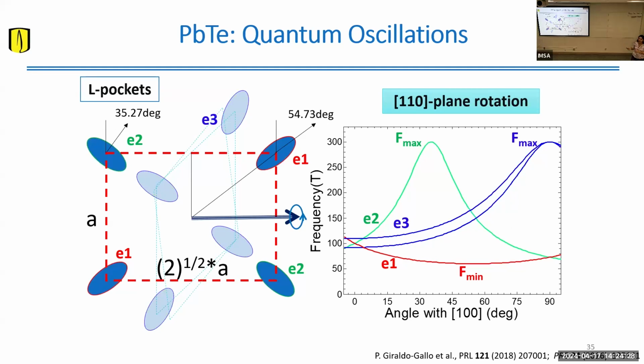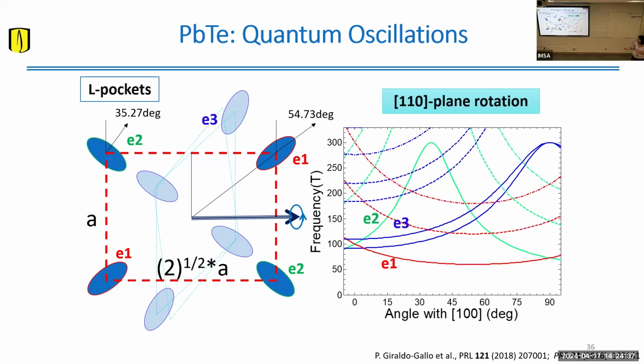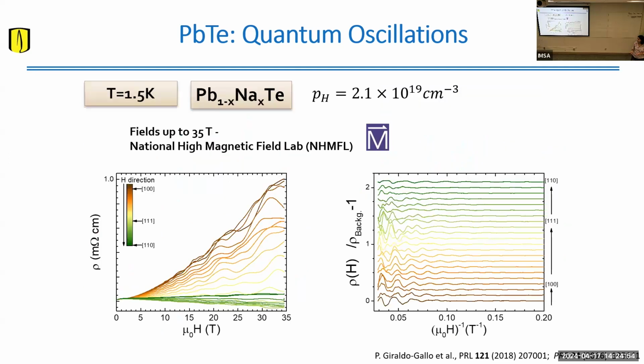And you can even resolve things like, if you are misaligned in your plane of rotation, you can have splittings in these paths of the cross-sectional areas. And you have other harmonics of the signal. So now you can anticipate that this can get really complicated, because for one angle you have all these frequency components for a Fermi surface which is not that complicated, like in lead telluride.